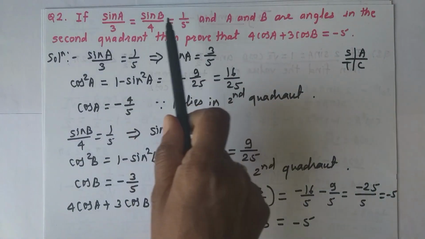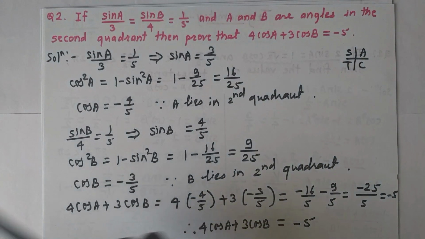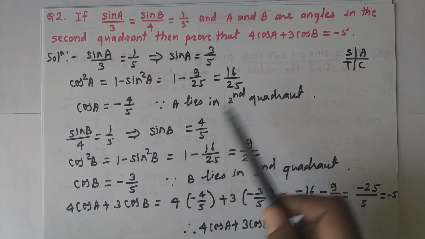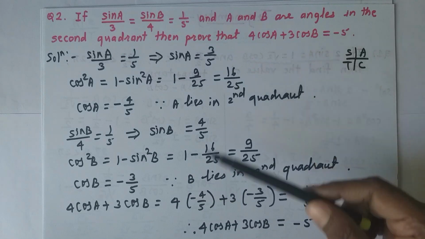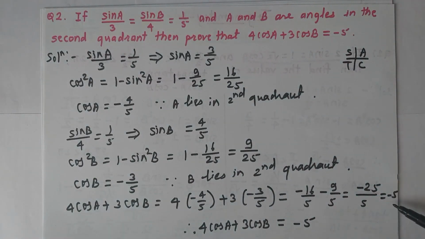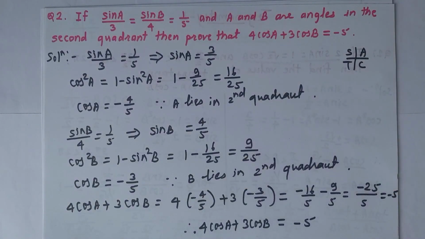Okay, here sin A and sin B are given. From that, we have found cos A and cos B. Now keep the values of cos A and cos B in this equation on the left hand side. Simplify this, and we get the value minus 5. Okay, in this way we have proved the given equation. Okay, let's see the next problem.